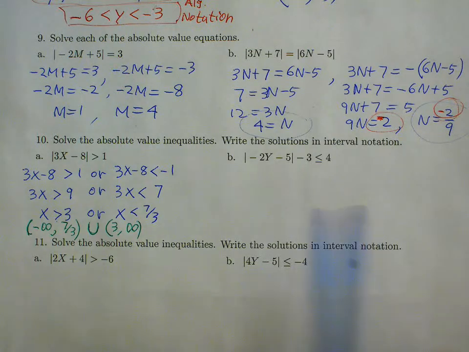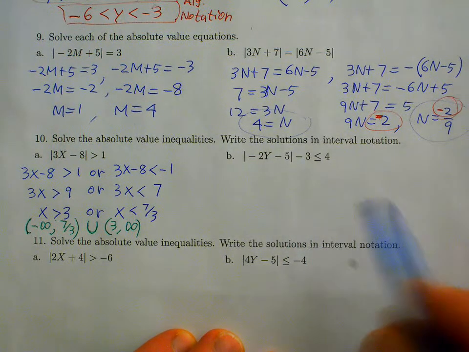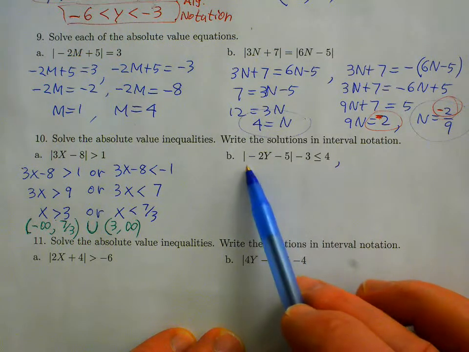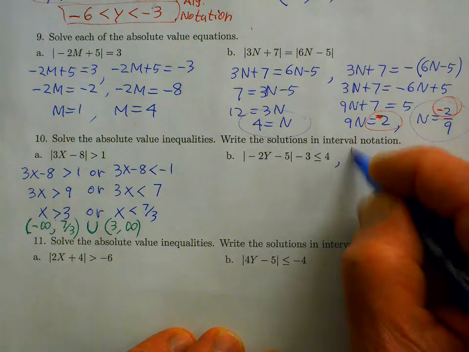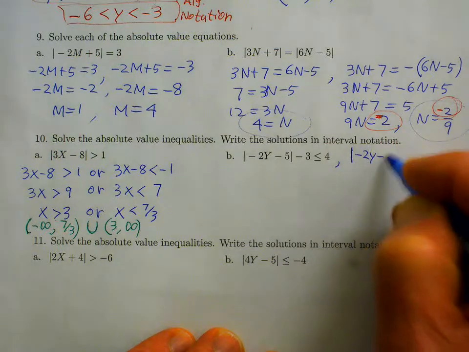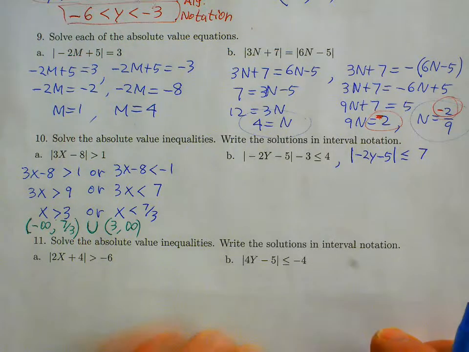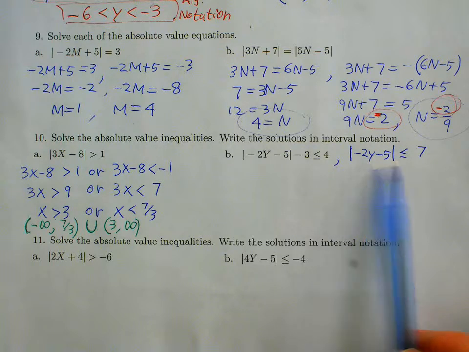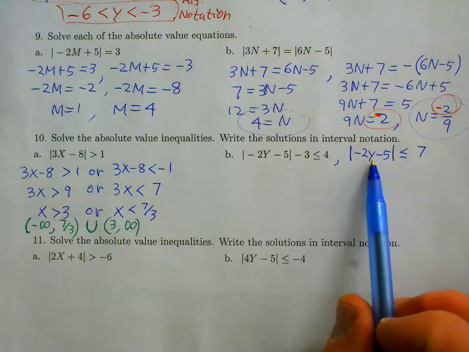Here, the other inequality, the absolute value of negative 2y minus 5, minus 3, is less than or equal to 4. The first thing we want to do is get it into standard form. That means we want the absolute value part by itself. So step 1 is to add 3 to both sides. So we get the absolute value of negative 2y minus 5 is less than or equal to 7. Okay, so since the absolute value of this number is less than or equal to 7, that means this number has to be between negative 7 and 7.